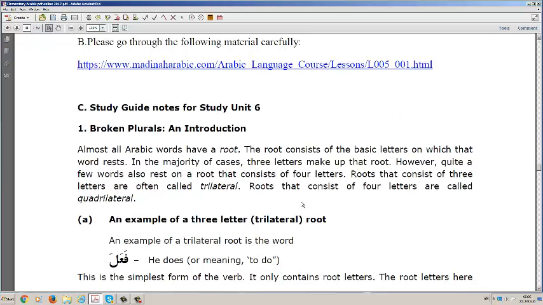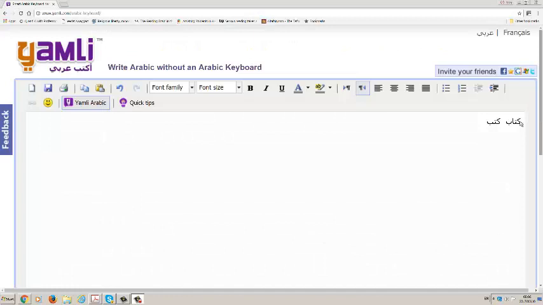For example, if you have the word kitab, meaning a book, there's three root letters: the kaf, the ta, and the ba. So just to give you an example, we have the word kitab there, as you can see, kitab meaning a book, okay, and this word kitab, let me see if I can enlarge this a bit.